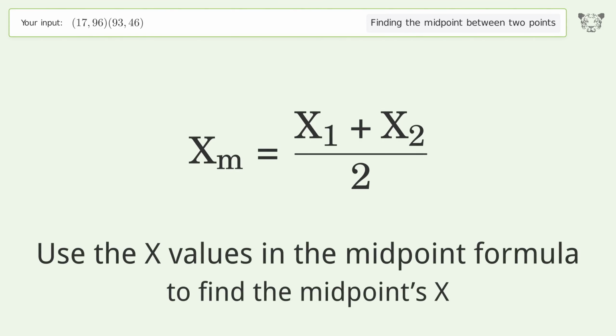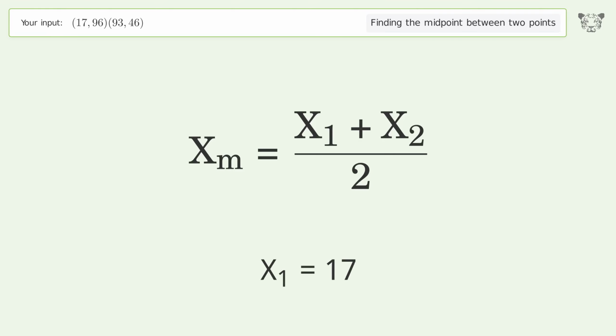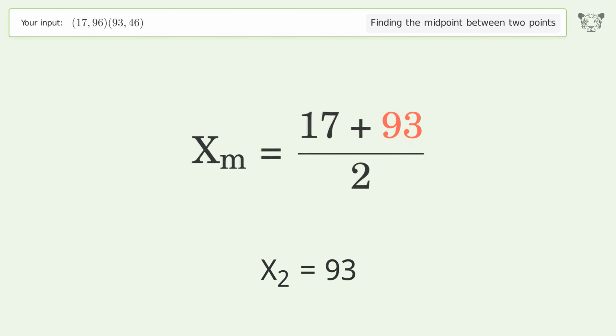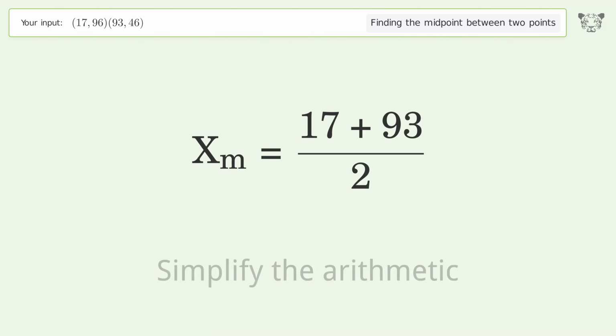Use the x values in the midpoint formula to find the midpoint's x. x1 equals 17. x2 equals 93. Simplify the arithmetic.